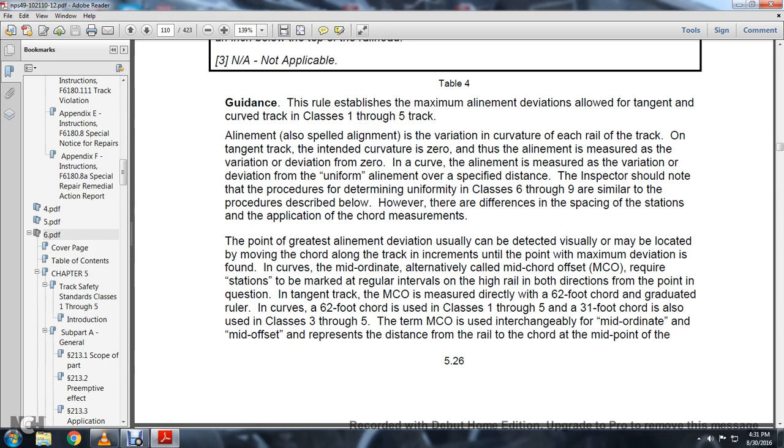The inspector should note that the procedures to determine uniformity for Class 9 are similar to the procedures described below. However, the difference is in spacing the stations for the application of the chord measurement. The point of greatest alignment deviation usually can be detected visually and may be located by moving the chord along the track until the point of maximum deviation is found within the curve.